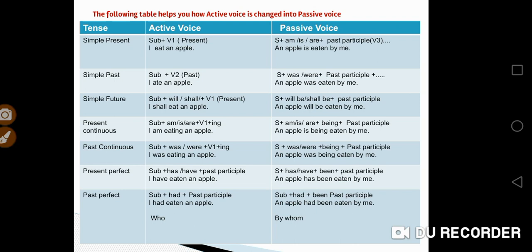Present continuous, I am eating an apple. An apple is being eaten by me. Past continuous, I was eating an apple. An apple was being eaten by me.